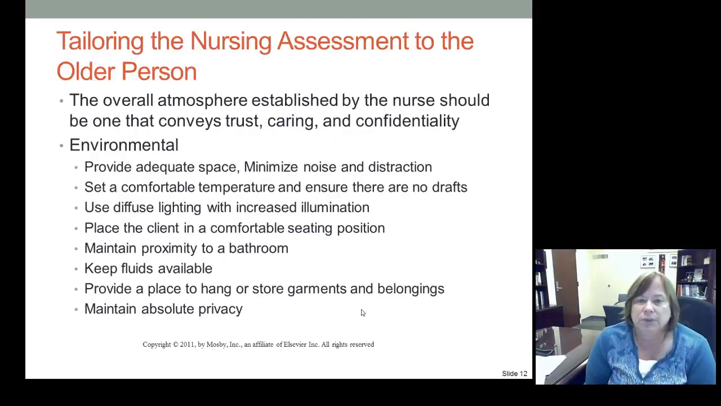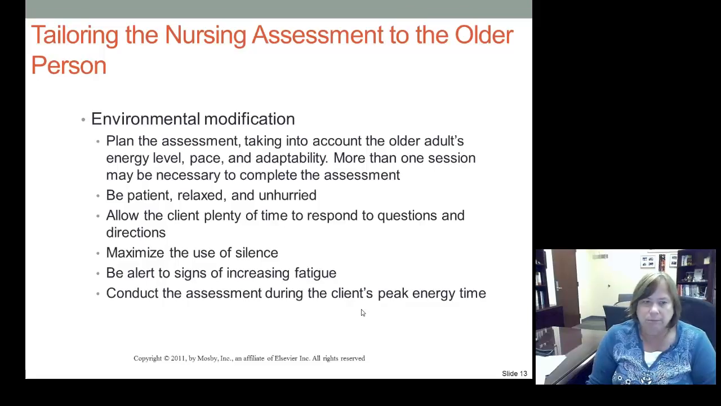Okay, here we're going to be doing your nursing assessment of an older person. These are common steps that you would be doing, not really that much different from a younger adult or a middle-aged adult. Consider temperature, lighting, keeping fluids available, and privacy. You want to be near a bathroom in case they have frequent urination. You don't want to hurry the patient. You may have to do it in steps, and you may not be able to do the whole thing at once. Give them plenty of time to answer questions. Silence works. Look for fatigue signs, manage your time and the patient's time, and be aware of decreasing energy levels.